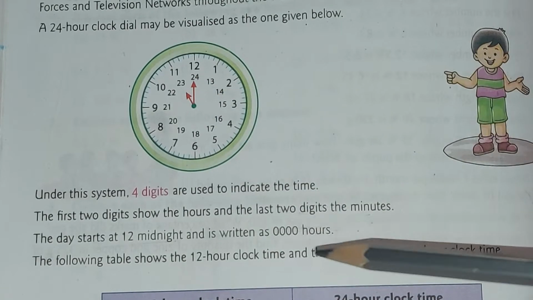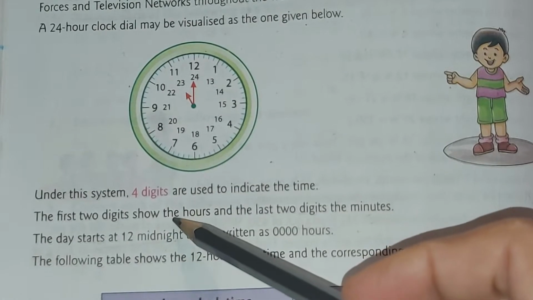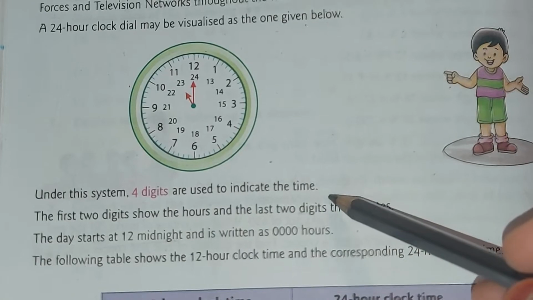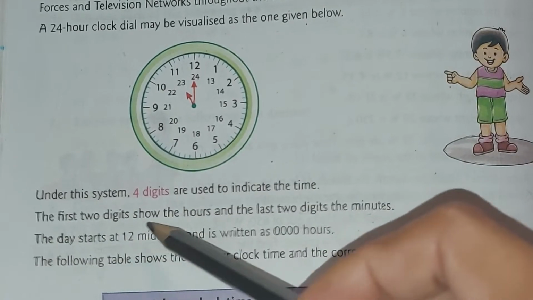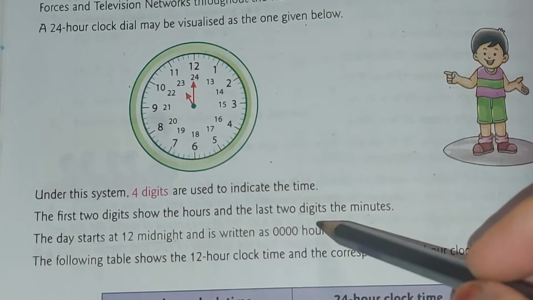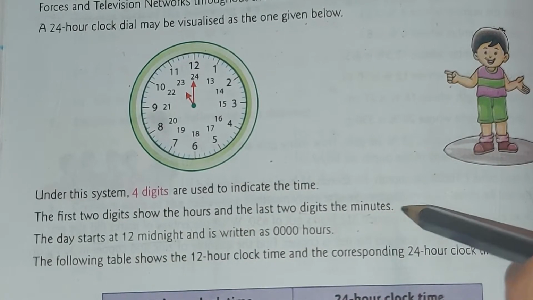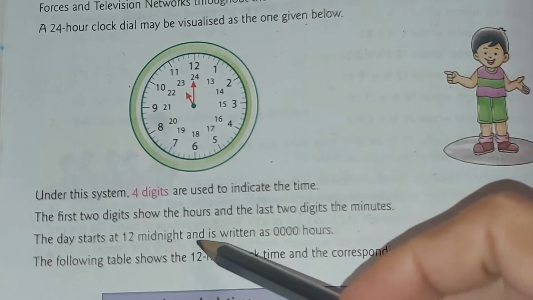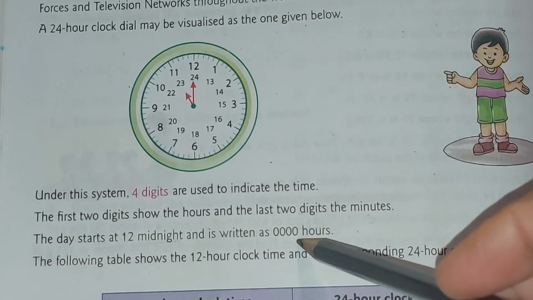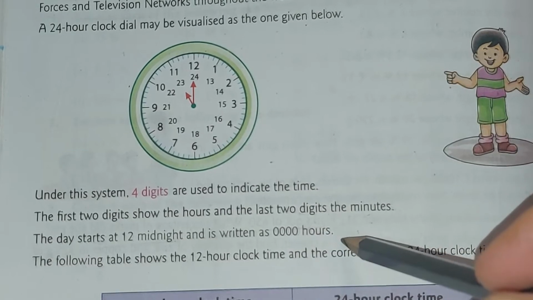Now under this system, 4 digits are used to indicate the time. What are these 4 digits? The first 2 digits show the hours and the last 2 digits show the minutes. The day starts at 12 midnight and is written as 0000 hours.